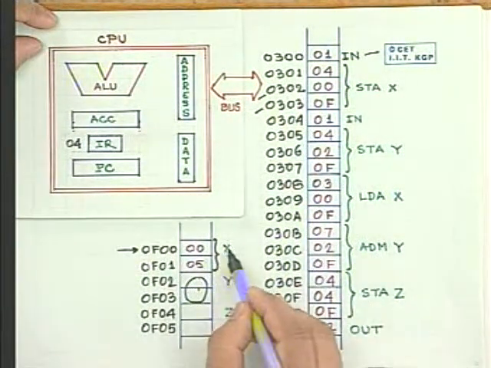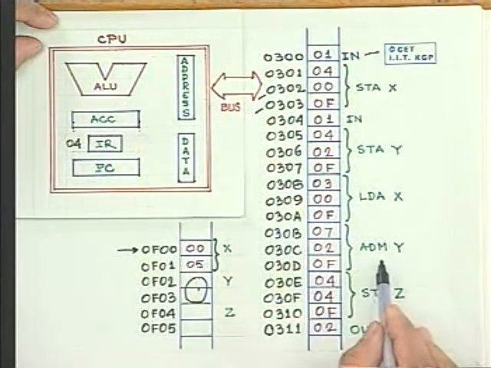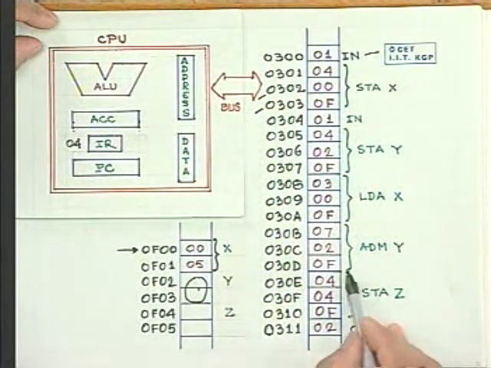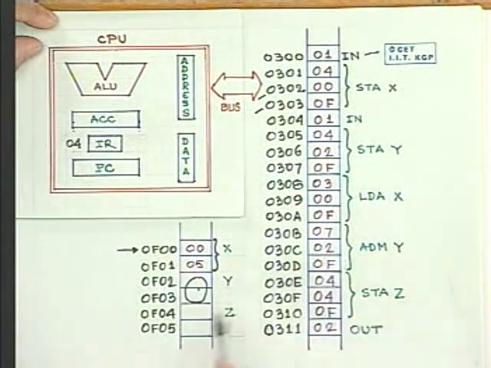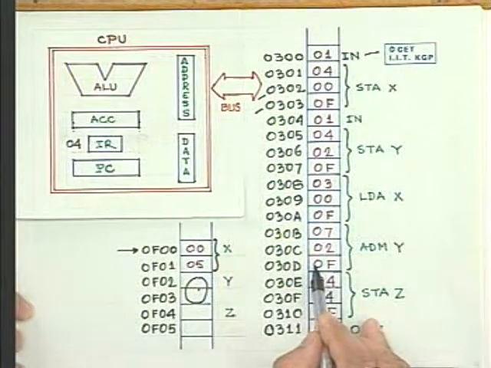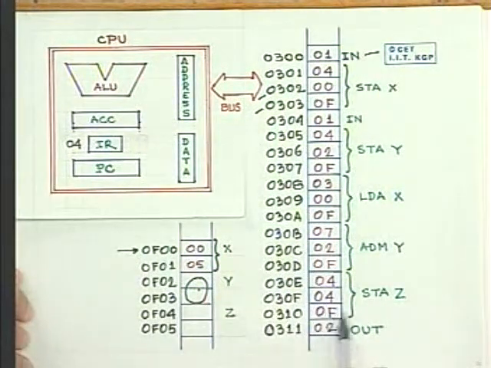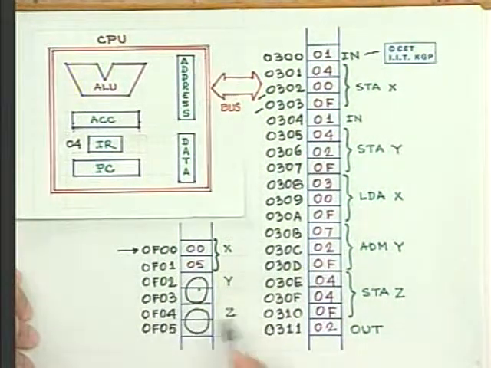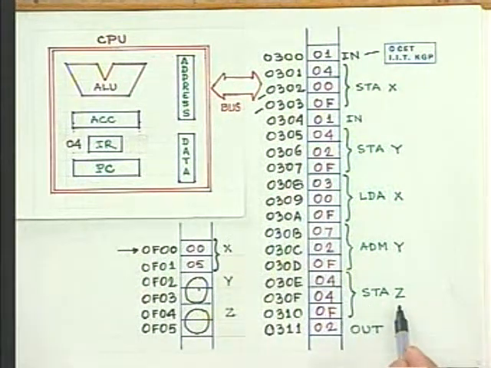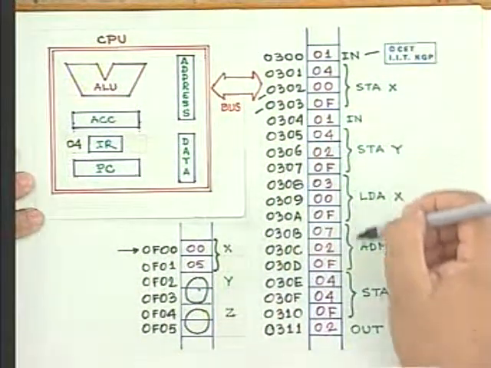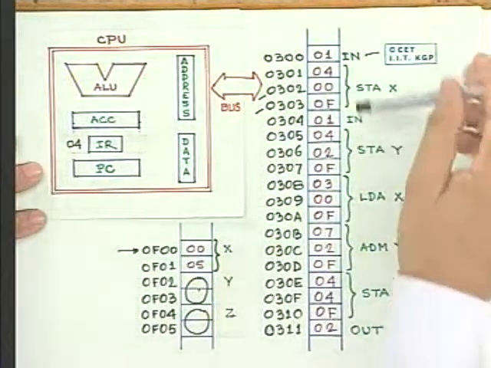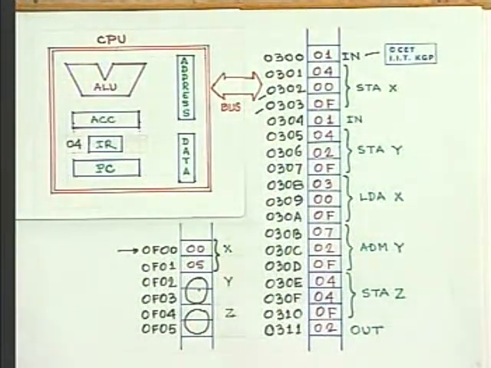Add memory will take the content of X and the content of Y and will be loaded into the memory location 0F02, sorry, it will be stored in that memory location by store accumulator Z, 0F04. That means this is the memory location, 2 bytes, designated as Z, and that way this entire sequence of instructions will be executed sequentially, and the program counter will always keep track of which instruction is to be executed next.